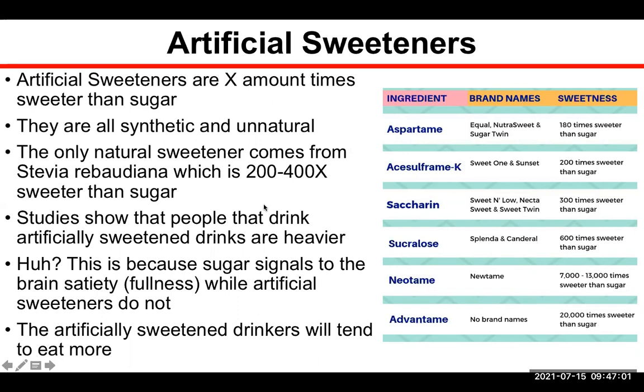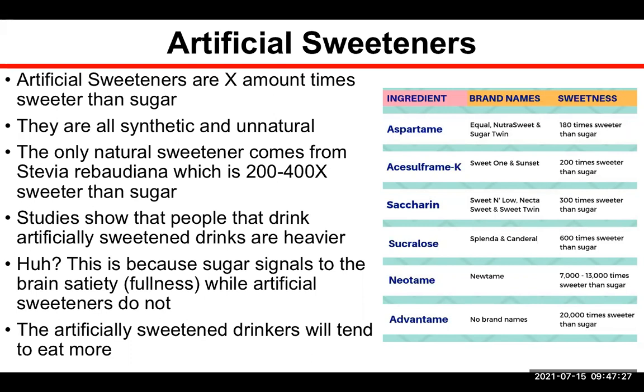The only natural sweetener that's out there that isn't sugar comes from stevia. And this is basically a plant that has this, it's not fake sugar at this point, but it's not sugar, it's a natural sweetener. And this is going to register on the receptors 200 to 400 times sweeter than the typical sugar molecule.